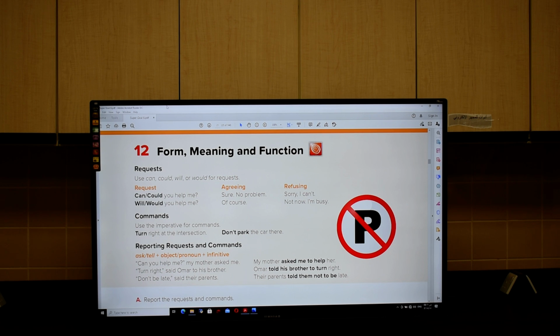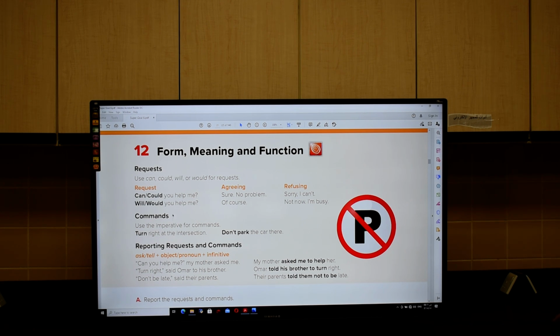We also have commands. Commands are orders, and they are actually official most of the time. For example, we use this sentence: turn right at the intersection. Turn right, turn left. Don't park your car here. So these are all things that include giving commands. We have positive ones, or negative ones, like don't park here.